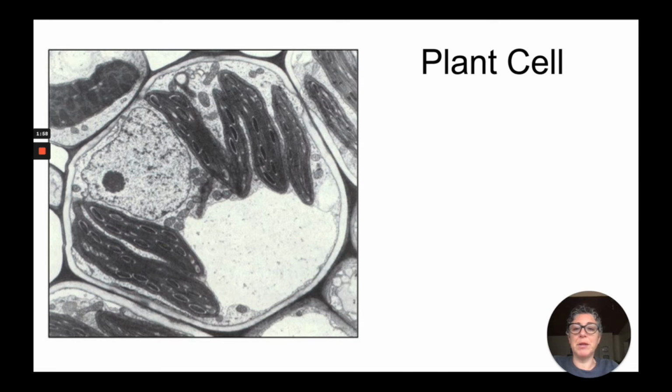Let's take a look at a plant cell. A plant cell has a few more structures that you should be able to identify. First of all, we've got the nucleus. Again, this is membrane bound. It does contain genetic information, as in the previous cell.